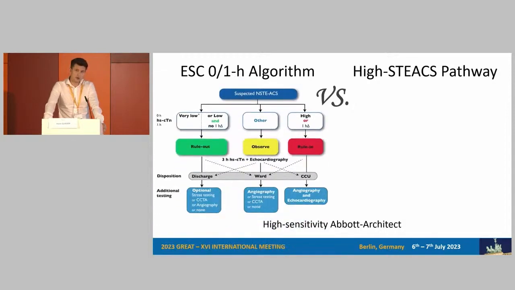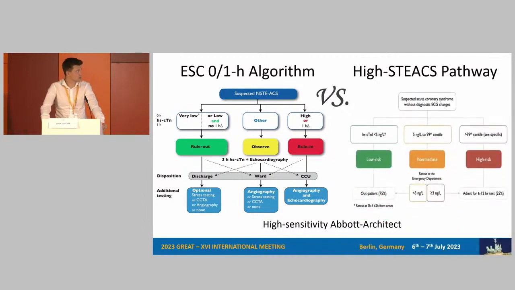First, the ESC 0/1-hour algorithm uses a 0-hour and a 1-hour troponin and rules out patients if the first troponin is very low or if the difference between the two troponin measurements is below 2 for this assay, and rules in patients if the first troponin is very high or the difference is over 6 nanogram per liter. If patients do not meet these criteria, they are triaged towards an observe zone. This does not exist for the High-STEACS pathway.